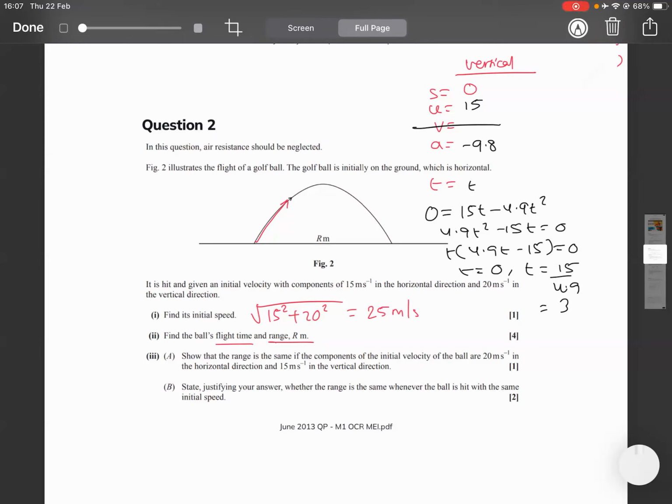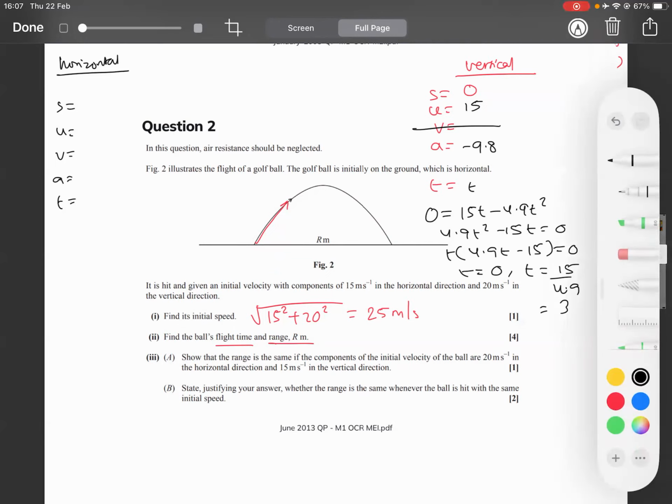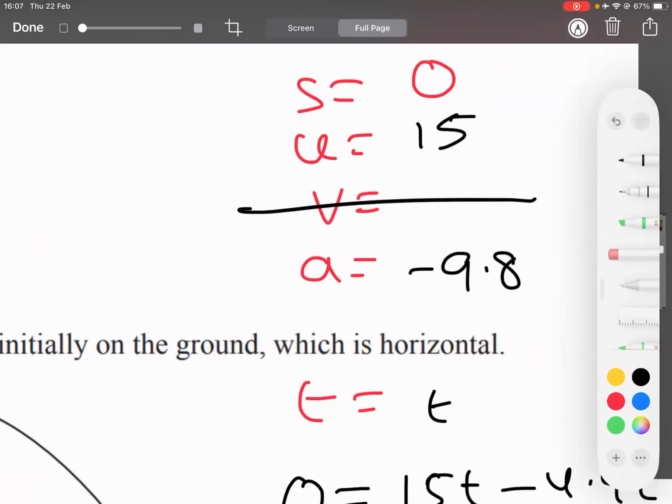So the range is the horizontal distance at that particular time. So now we do a horizontal, see that? At that time that we got, right? So the horizontal speed is 15. Wait, 20. No, we messed up before. You gave me the wrong speed. It was 20 before.